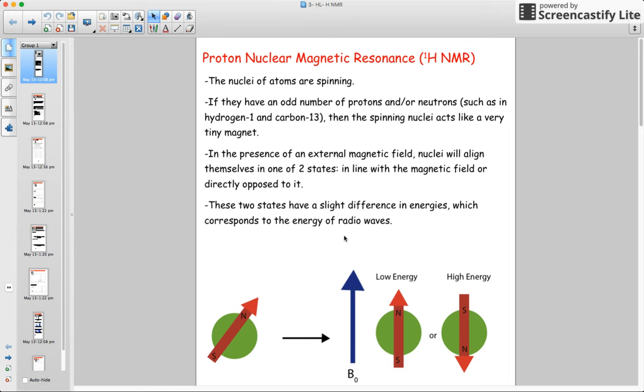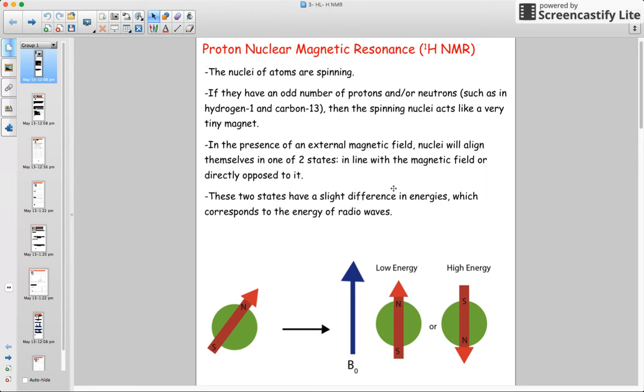So how does it work? It's based on the idea that if you have a nucleus with an odd number of protons and neutrons, and the example that we're always going to use is hydrogen, which has one proton only, so it has this odd number of particles in the nucleus. If you have a nucleus like that, then that nucleus acts like a very tiny magnet because nuclei are spinning in a similar way to the idea that electrons are spinning.